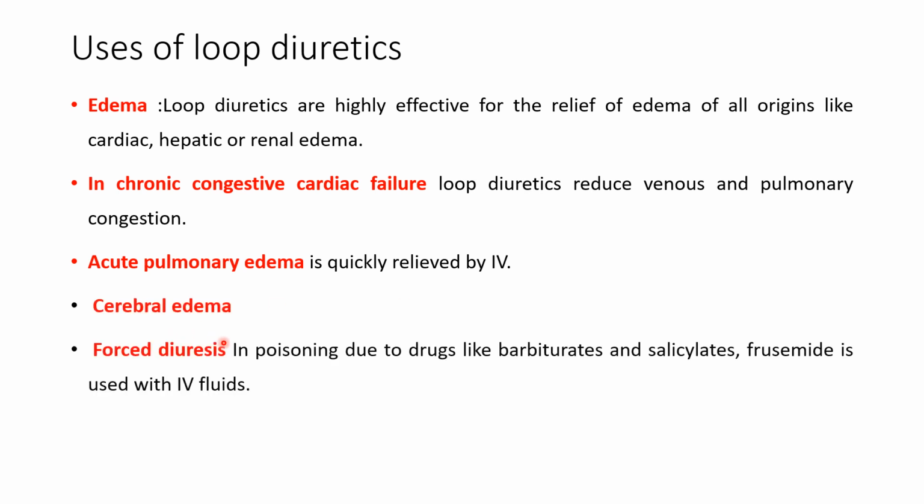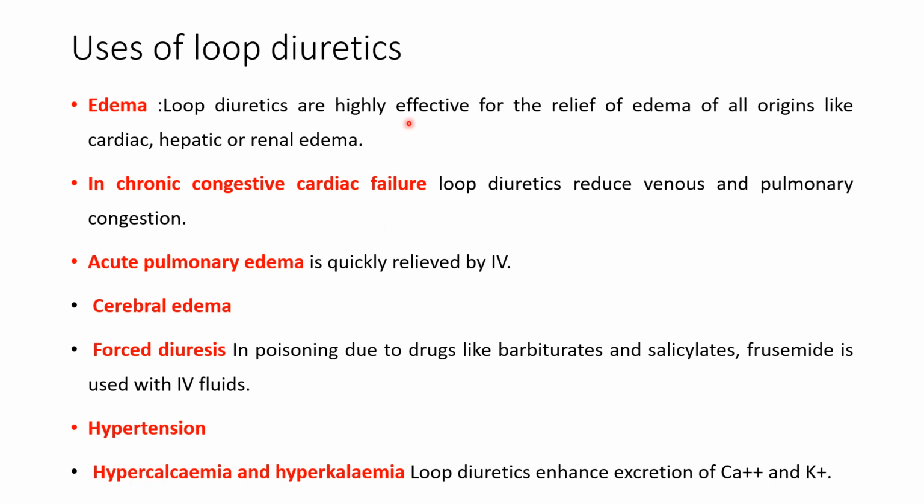Cerebral edema, forced diuresis. Basically this loop diuretic is most of the time used in case of poisoning. In poisoning due to drugs like barbiturate and salicylate, furosemide is used with IV fluids. It is also used in the treatment of hypertension. This loop diuretic is also used in hypercalcemia and hyperkalemia. Whenever there is an increased concentration of calcium and potassium in our body, loop diuretics are used in order to eliminate these ions from the body.